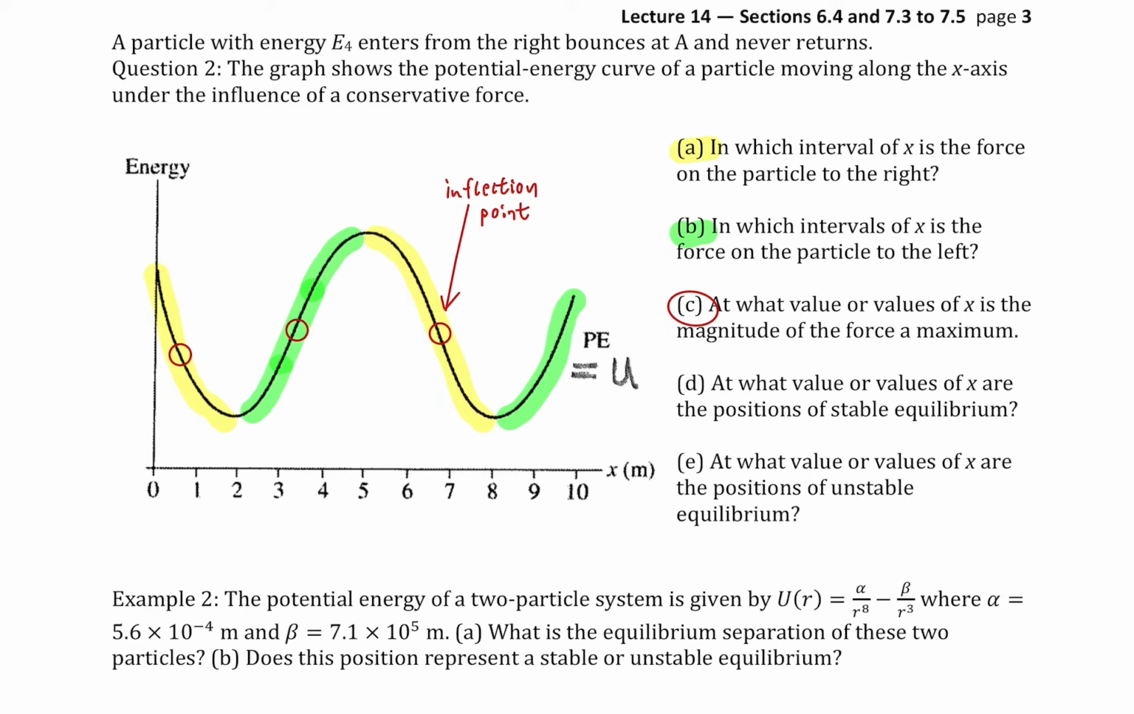Okay, but that's also the definition of an inflection point. And then the last two, D and E: at what values of x are the positions of stable equilibrium? So stable equilibriums are local minimums. So there's two of them, the two pink ones.